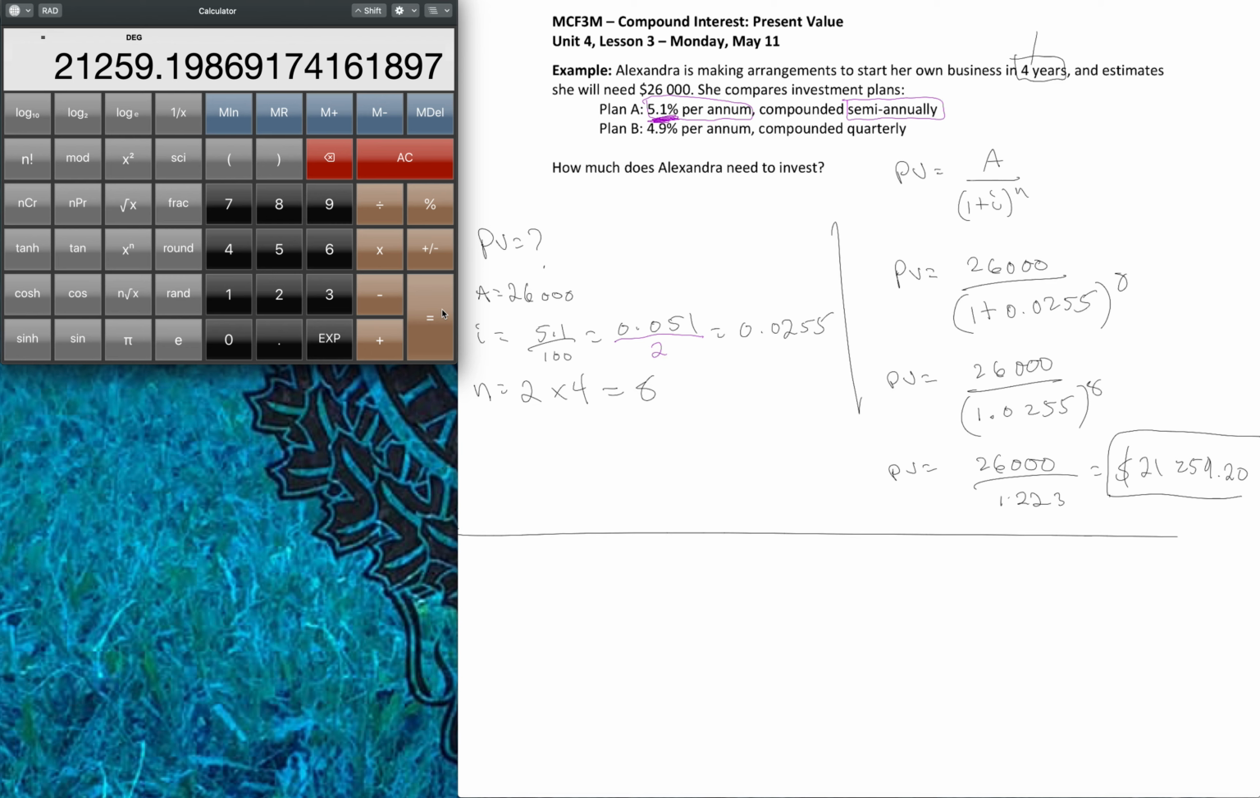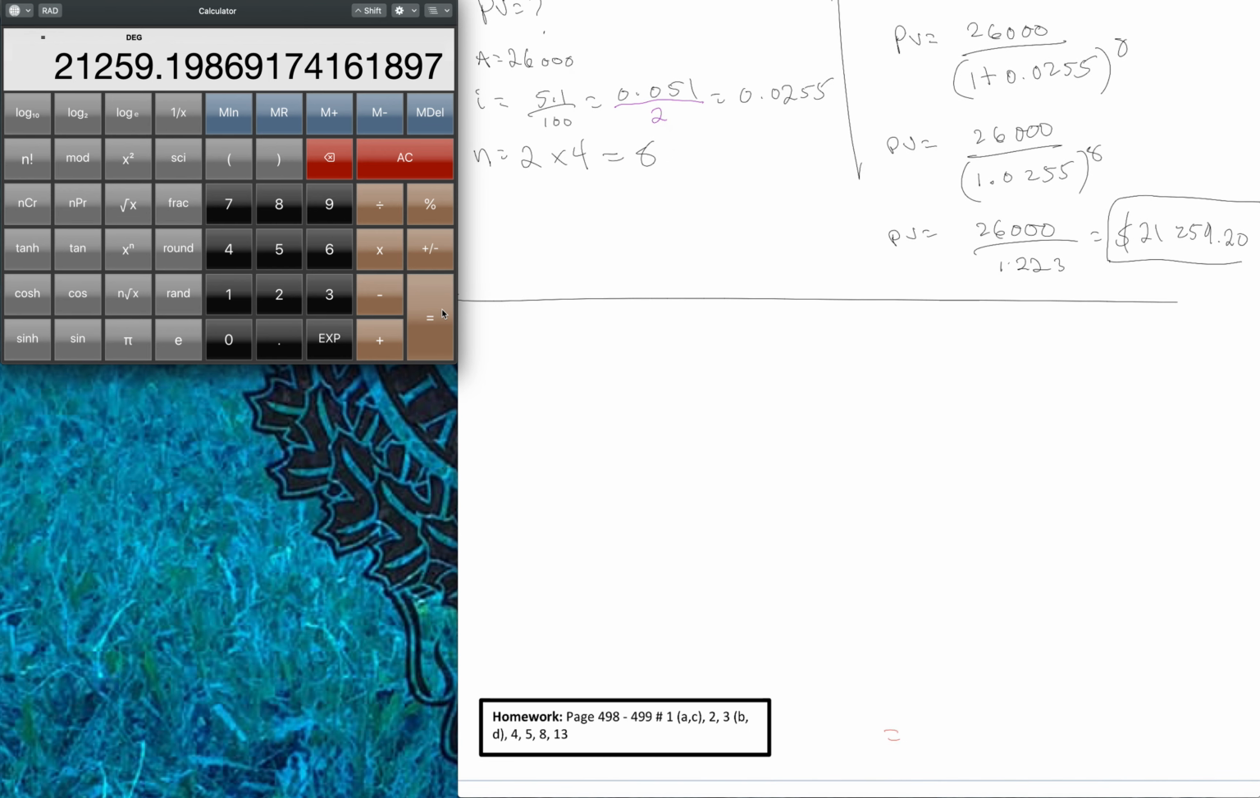Okay, now sometimes you're going to have to make a decision, right? Like Alexandra here, you're going to pretend to be the financial advisor, and you're going to have to advise Alexandra which of the two plans she should choose so that she has obviously the lowest upfront cost to her, right? So the initial investment, right?